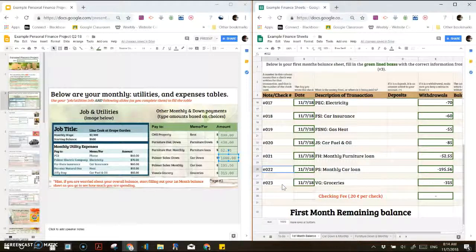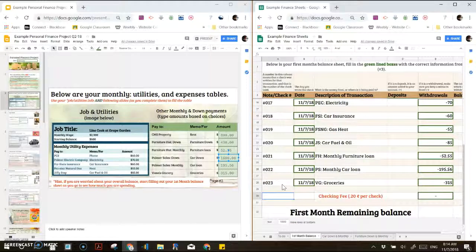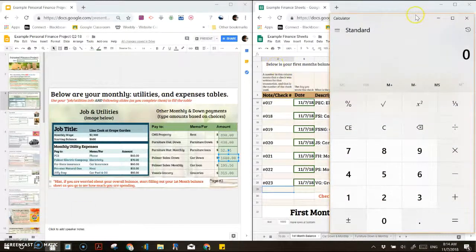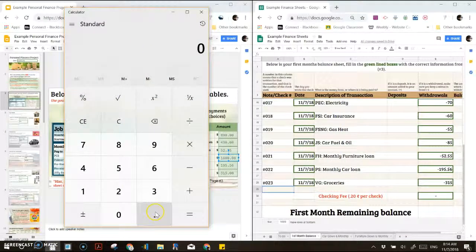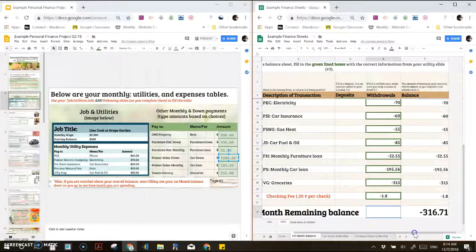We have 1, 2, 3, 4, 5, 6, 7, 8, 9 checks. And notice that the checks didn't start at number 1. They never want you to start at number 1. They don't want it to be something easy for someone else to figure out where your check started in a book. All right, so if you're not sure, use a calculator. 20 times 9 gives you $1.80. Normally checks are not that expensive, but we're just going to make sure that we follow this rubric.